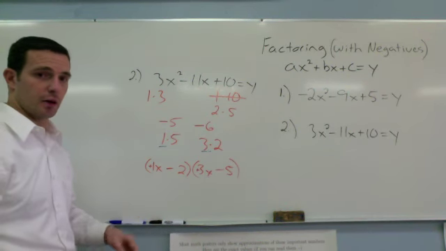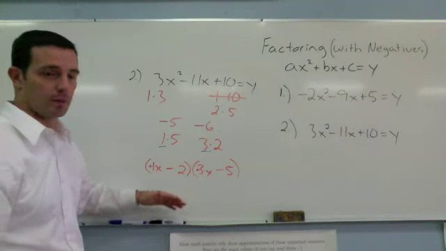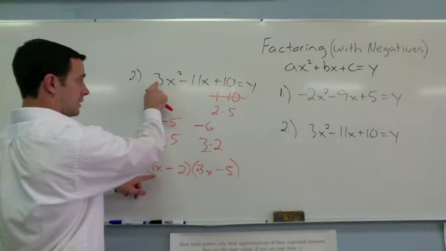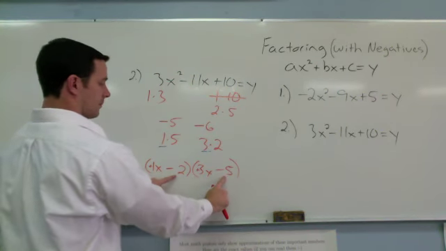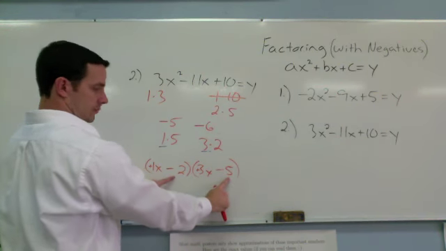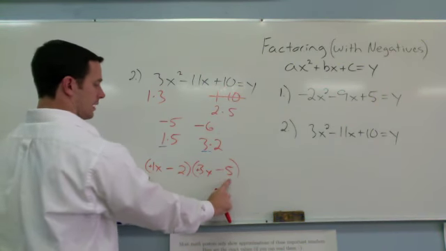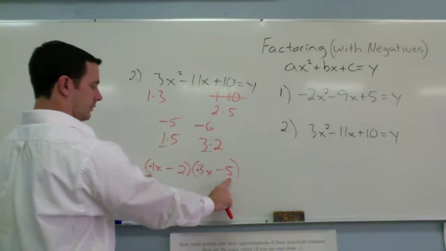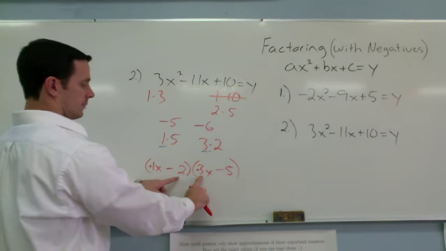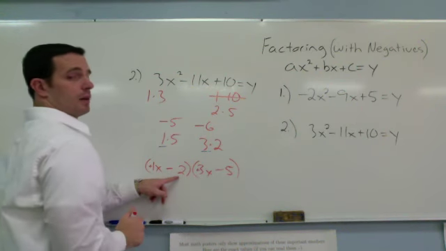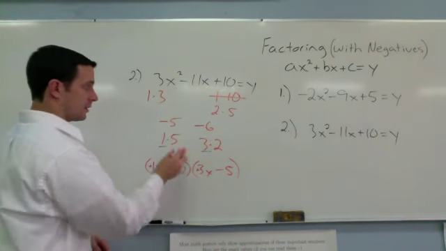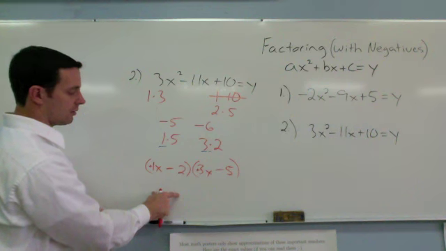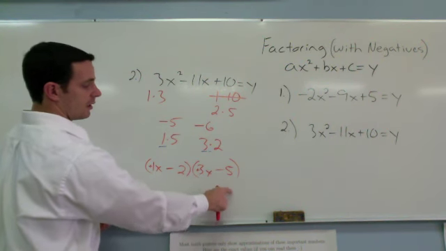Now, just do FOIL really quick to check to make sure they're in the right place. When you multiply these together, first, positive 3. Last, positive 10. Now, outside with inside should give me negative 11. This is negative 5. This is negative 6. It gives me negative 11. So these are my factors for the quadratic. If I want the solutions, I take this and set it equal to 0 and solve. Set this equal to 0 and solve.